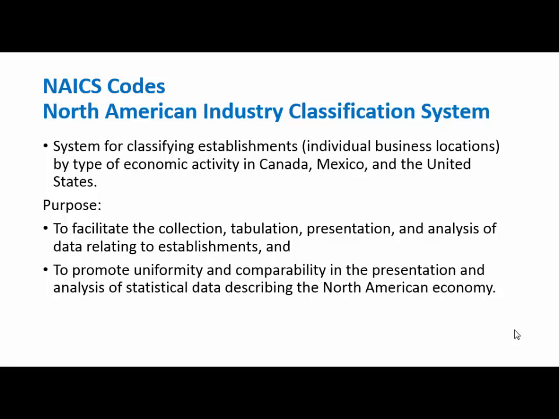The North American Industry Classification System, or NAICS, is a system of classifying businesses by the type of economic activity. The classification code system is specifically for Canada, Mexico, and the U.S. The purpose of NICS is to have a uniform system so statistical data can be collected and analyzed with regard to the economy of North America.